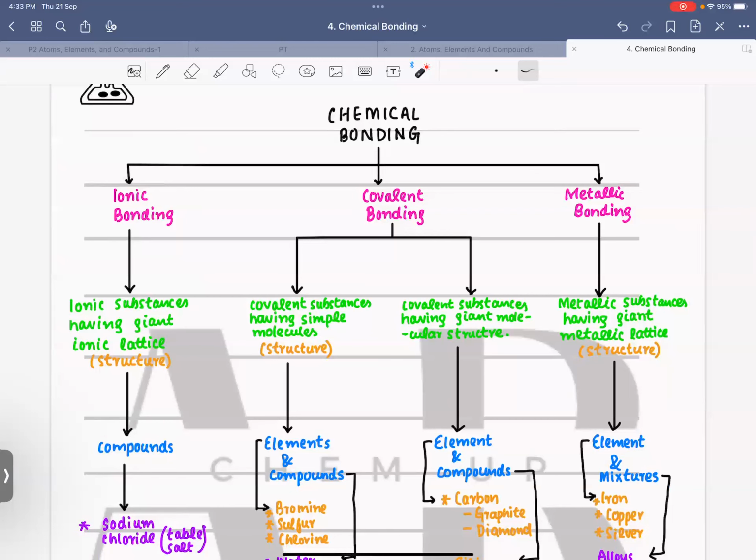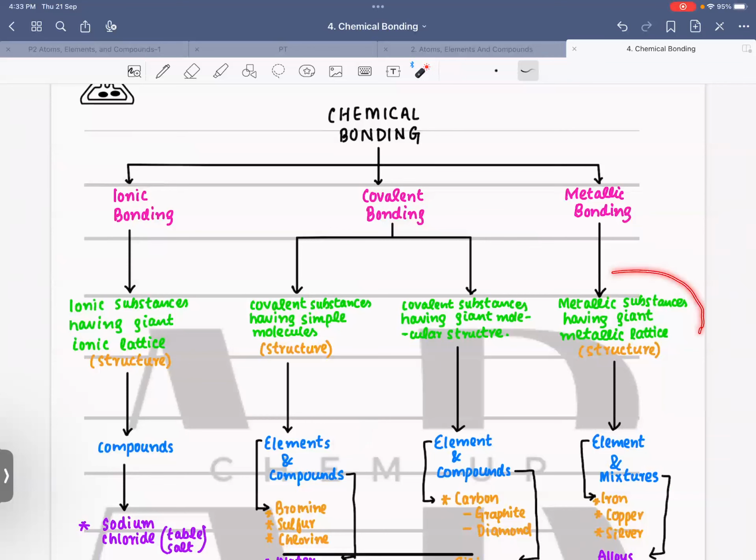Okay, when we talk about covalent bonding, due to the covalent bonding, some substances form a simple molecular structure and some substances form a giant molecular structure, a giant covalent structure. And this covalent bonding actually exists in elements as well as in compounds as well.